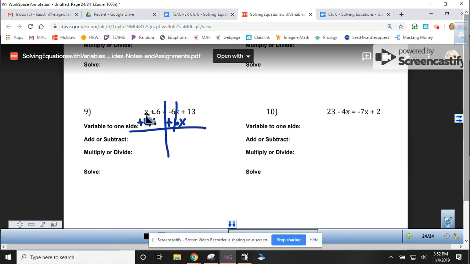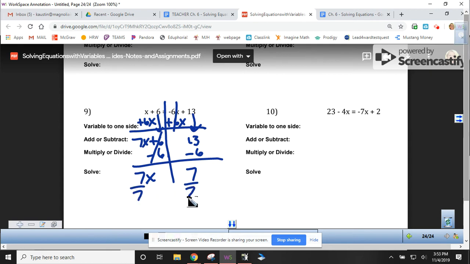That cancels out. 1 plus 6 is 7x. Bring down what I have left over here, which is plus 6. Bring this down, which is 13. I need to move the 6 over by subtracting it. That cancels out. I've got 7x is equal to 7. Divide by my coefficient, and I've got x equals 1.